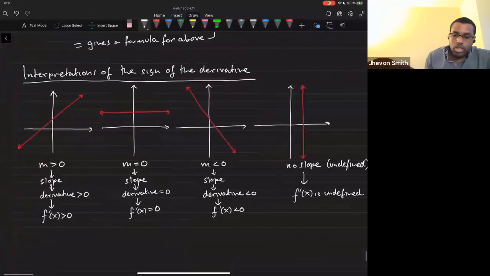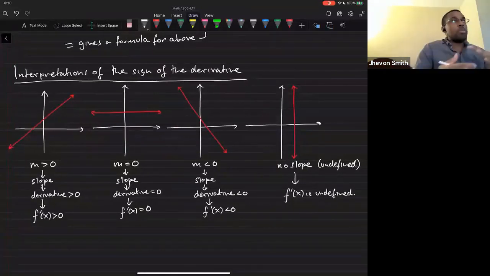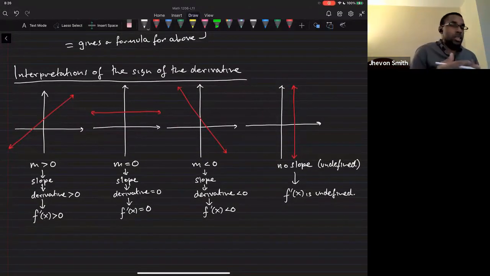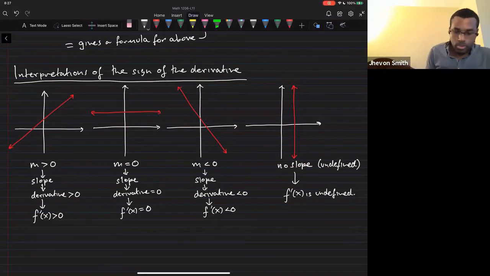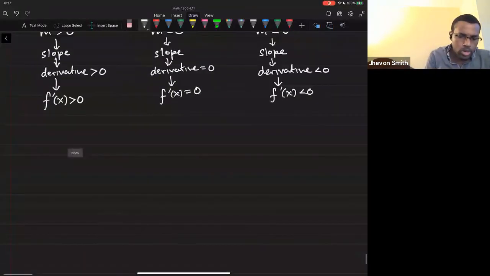Because, remember, the derivative is helping us find the slope of a tangent line, so its sign can be interpreted the same way we'd interpret slope. If the sign is positive, it's moving up as you go from left to right. If the sign is negative, it's moving down as you go from left to right. If the slope is 0, it means it's horizontal. If something is vertical, then it has no slope. There's no concept of slope in that case. So this leads to the following notion.